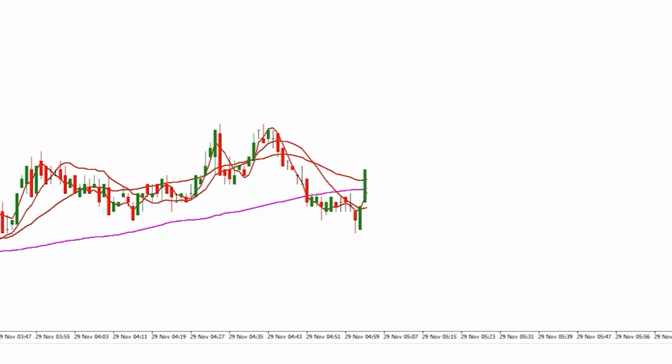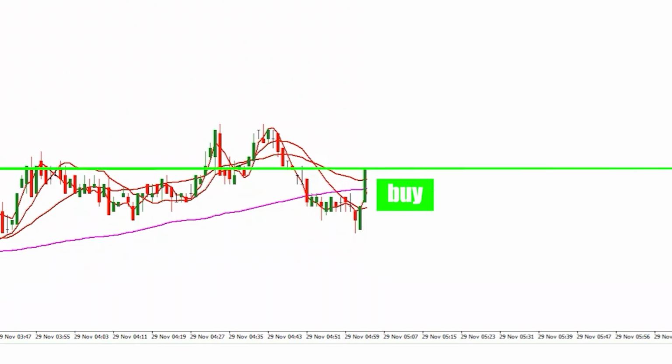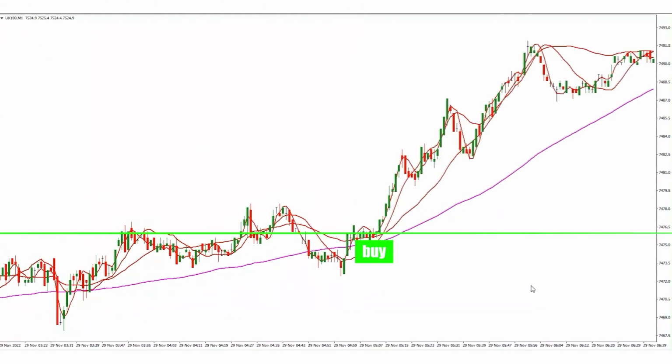So we've identified this exact bar to enter from. We're putting our buy order here. And as you can see, the market moved on up.